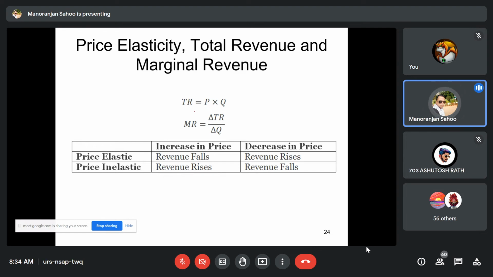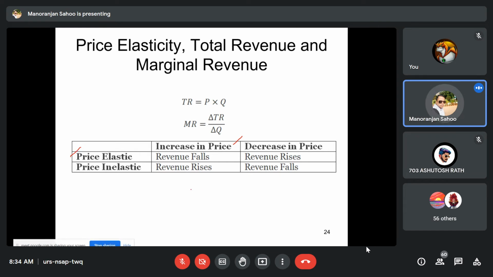Okay, then how are the elasticity and the revenue related? So here, if it is elastic demand, what does that mean?